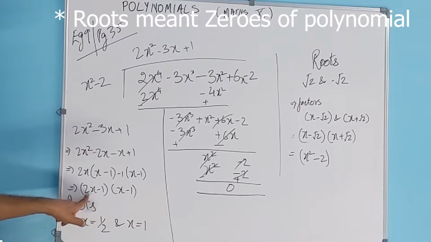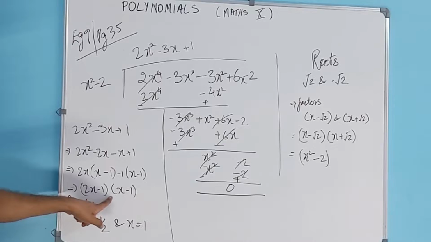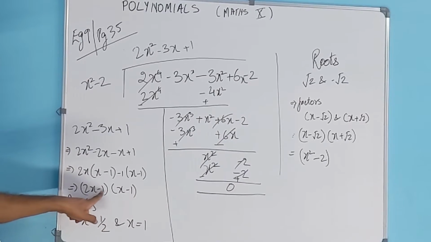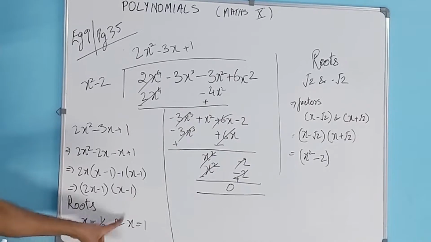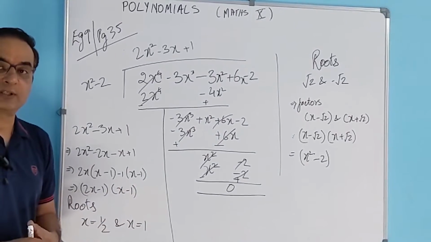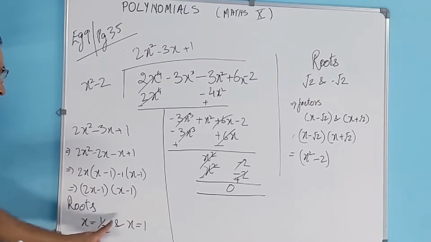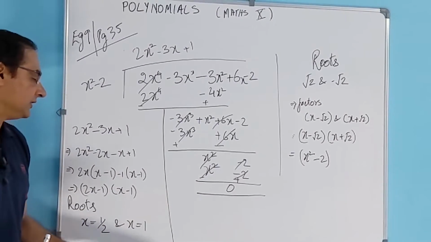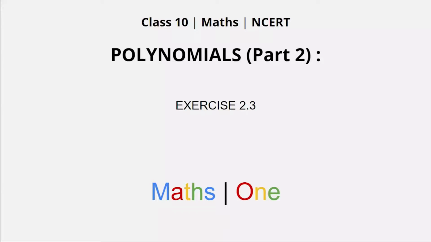So in this case, 2x minus 1, what will be the zero? We equate that to 0, and x's value at that point becomes 1 by 2. So the third zero will be 1 by 2, and then we look at this factor, which is x minus 1. So if we equate this to 0, what is the value of x? We get 1. So 1 by 2 and 1 are the other 2 zeros of this polynomial.